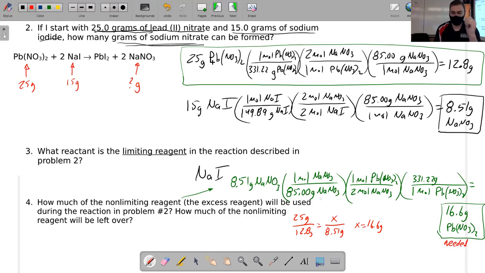How much lead nitrate you'd have left over is, because you start with 25 grams of lead nitrate and you figure you should use 16.6, whatever 25.0 grams minus 16.6 grams is. That'll tell you the amount of lead nitrate that would be left. 25 minus 16.6 is 8.4 grams.